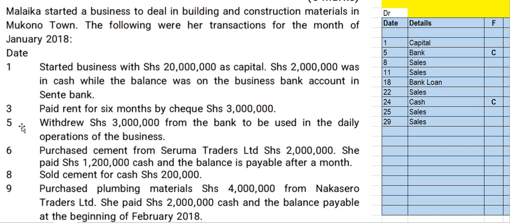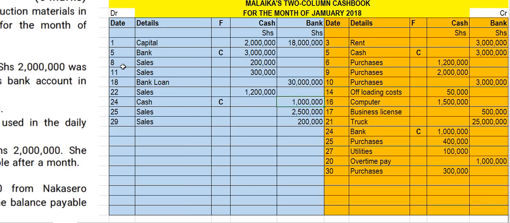And how do we record this? For the details on the debit, I have to use bank as the details. Then I have to put a capital C in the folio column because this is a contra. Then I show that our cash has increased. But remember, bank has reduced because this money was withdrawn from the business bank account. So on my credit, I have to show the details as cash, contra. Then I show that bank is reducing by 3 million that has been withdrawn.